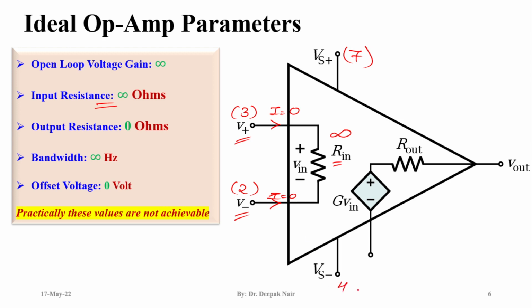Pin number 4 is V negative, the negative supply. R output is the output resistance, so basically it should be 0 ideally.